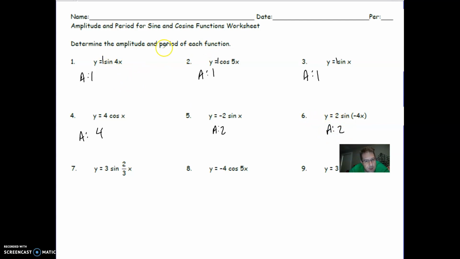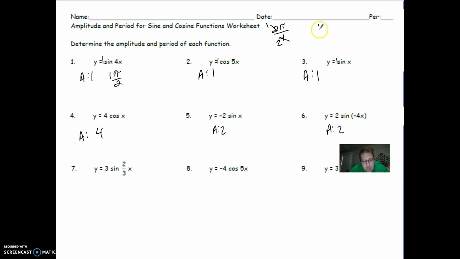Now we're going to talk period. So the period is always going to be, so in this case it's 4, which means it does 4 rotations for every 2 pi amount of time. So you can take 2 pi divided by 4. 2 and 4 can both be simplified, so that's pi over 2. So it takes pi over 2 amount of time to complete one cycle, or half of pi.